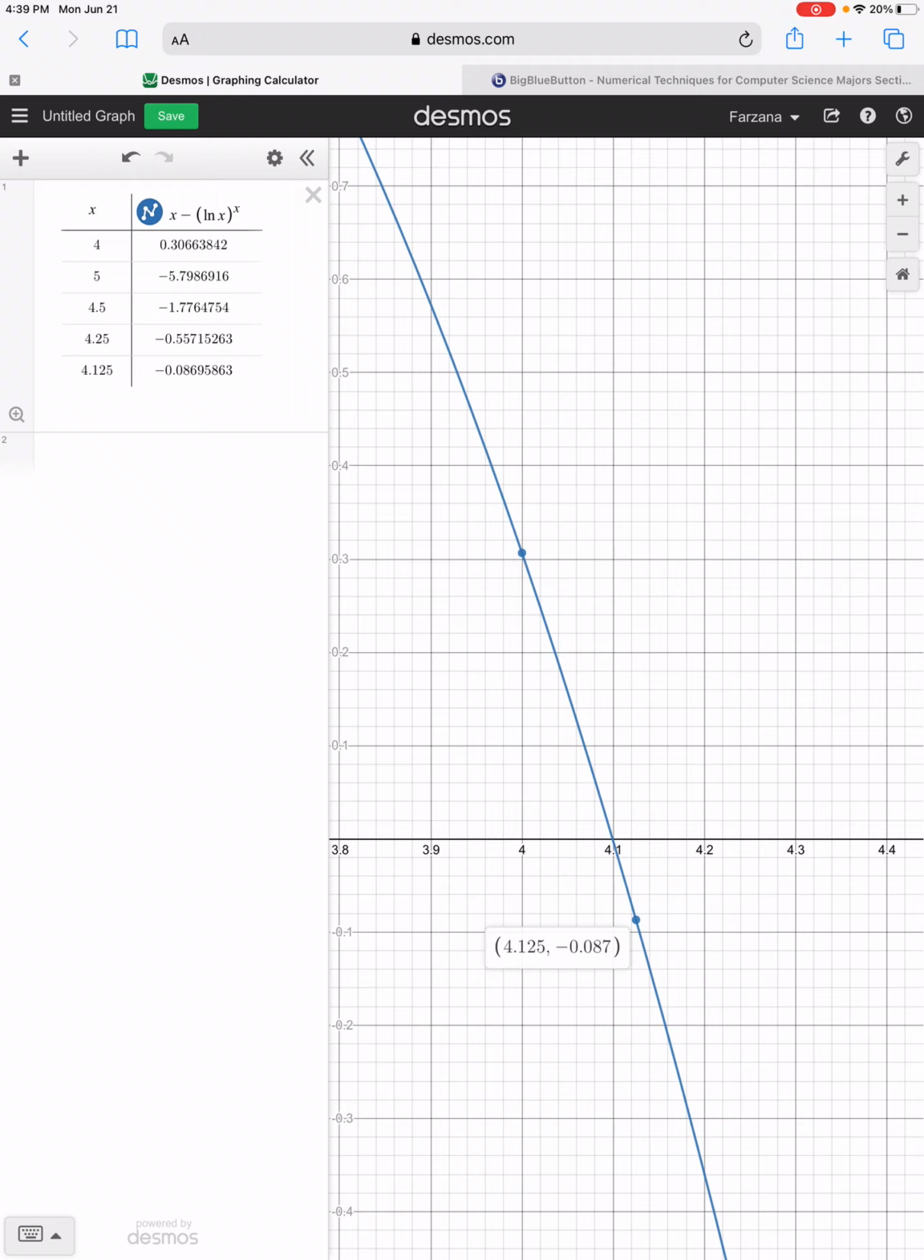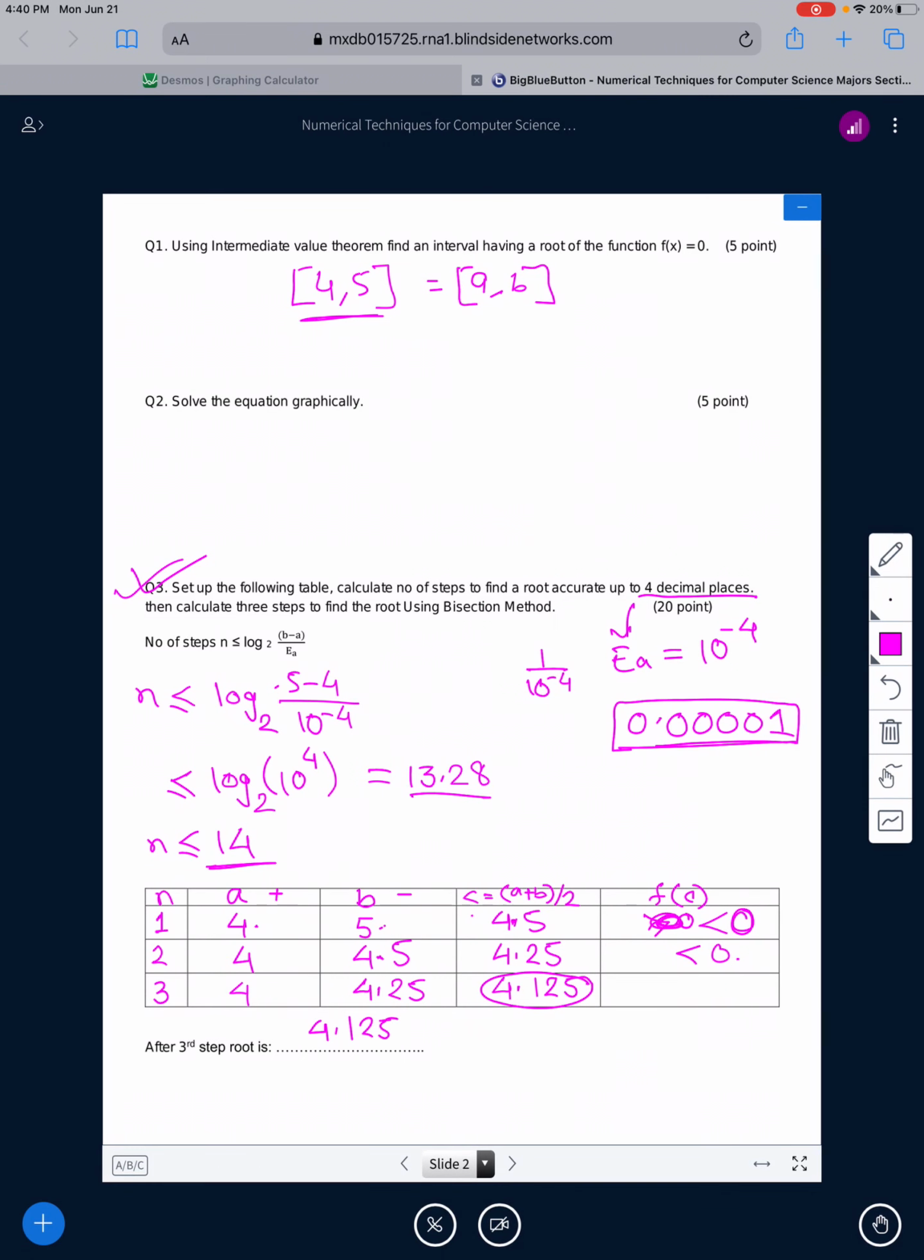At 4 function is positive, at 4.125 function is negative, and we are very close to the actual root, which is 4.099. But if you calculate more steps, you will have a better answer. Right now we just want to make sure that we understand the steps, what we need to do. So after third step we have our root is 4.125. Okay, and then I am stopping here. This video is stopping here.